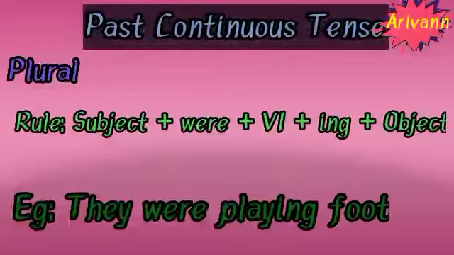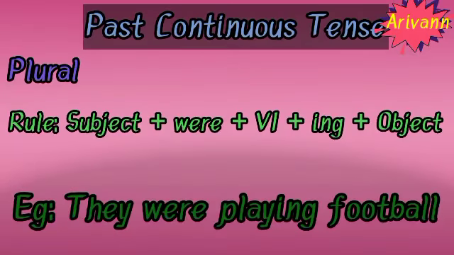Next one is past continuous tense. If the subject is in plural form, you need to follow this rule: subject plus were plus verb 1 plus ing plus object. See the example. They were playing football. They is the subject and it is in the plural form. So you need to follow this rule.